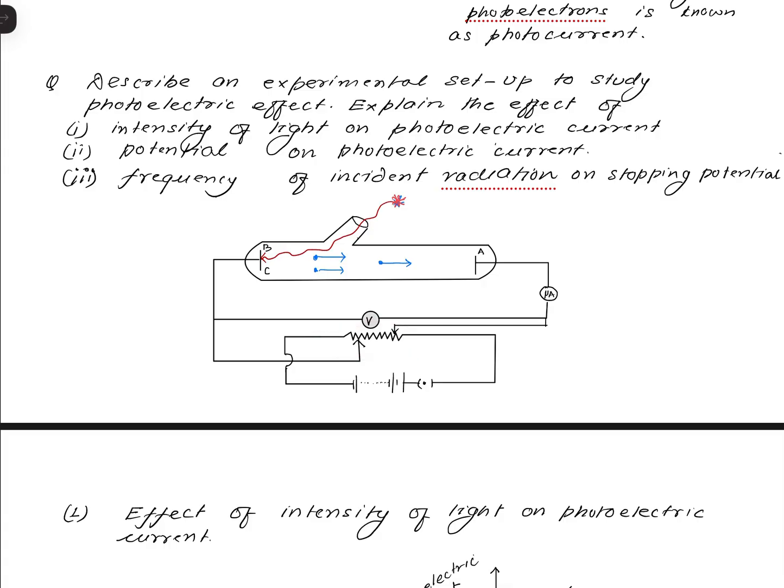Am I clear? So now what happens, as the light from the source comes out and falls on the metal surface, it hits the metal surface and then it ejects electrons, right? And because of this potential difference, this being negative, this being positive, the electrons are accelerated and move towards the positive because electrons are negative. As they move, they give rise to current, and that is measured by this microammeter, right? And this voltmeter will measure the voltage across these two plates.